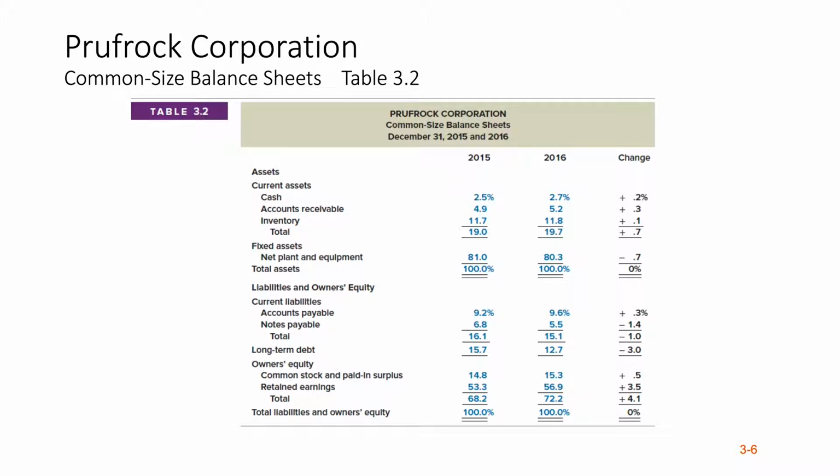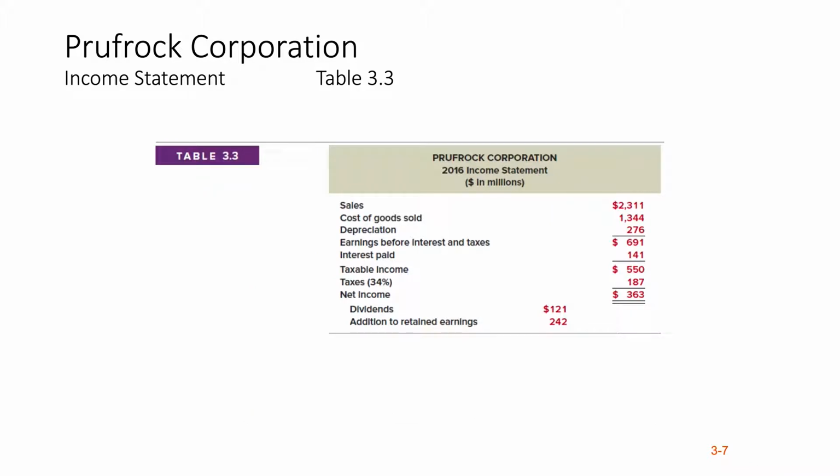Now let's look at the income statement. Here we only have 1 year of income statement. The top line is sales. The bottom line is 363. And how do you distribute these? Those are dividends and retained earnings.